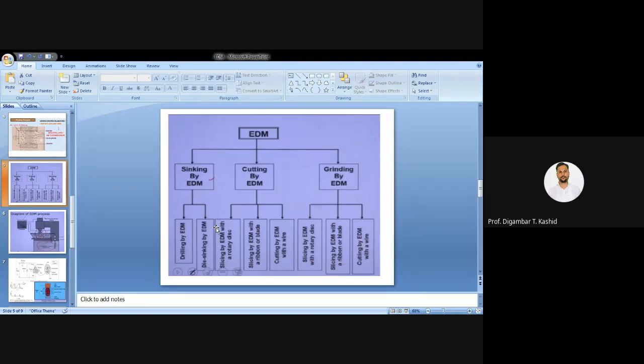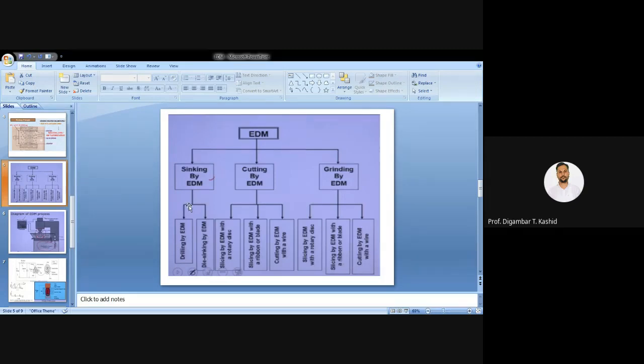You may drill a circular hole, you can drill square holes, or any kind of hole you can drill. Okay, so that is called drilling. Based on the shape of your tool, the same shape holes will be generated in the workpiece surface. And another one is die sinking EDM, which I have told. Okay, the drilling and die sinking EDM.